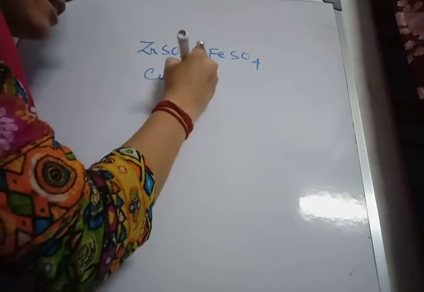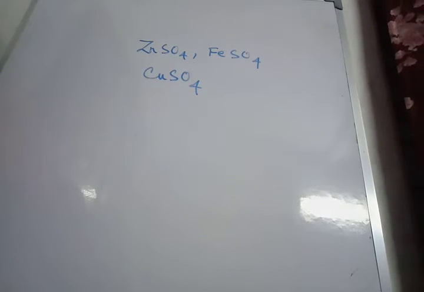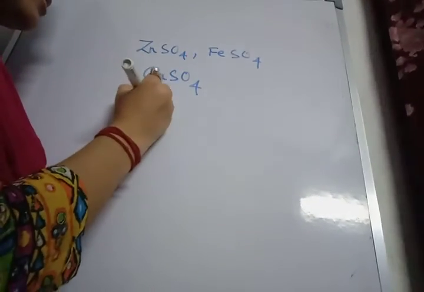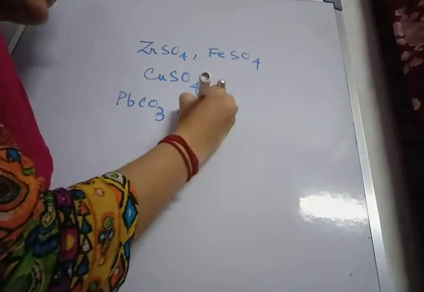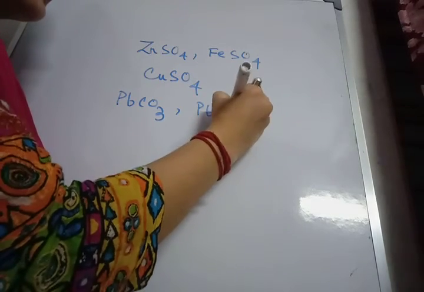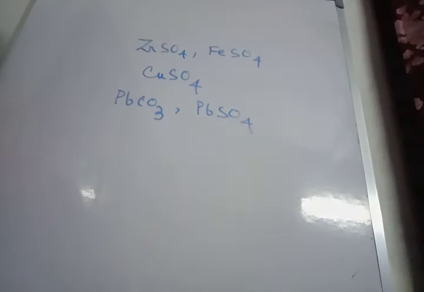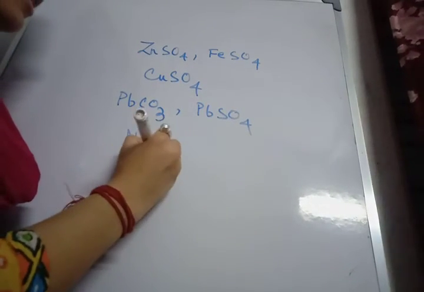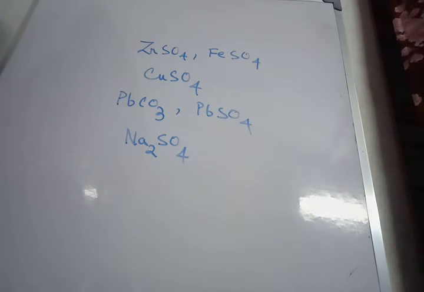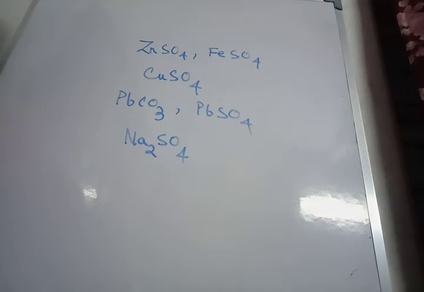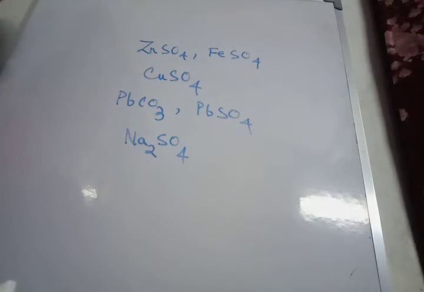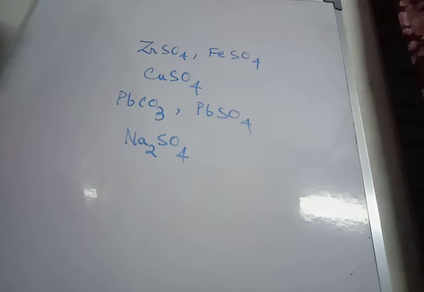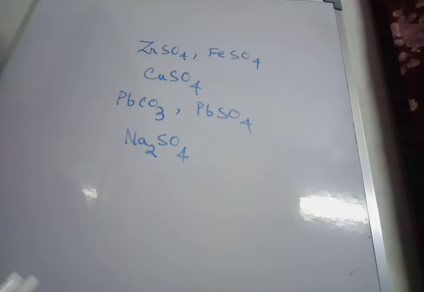Next we come to copper sulfate. Copper sulfate is prepared by neutralization reaction. Next we have lead carbonate, lead sulfate, etc. They are prepared by precipitation reaction. And last we have Na2SO4, which is prepared by titration reaction. So these are the few salts whose methods of preparation are required. In case of ferric chloride, only a bit more detail is needed.